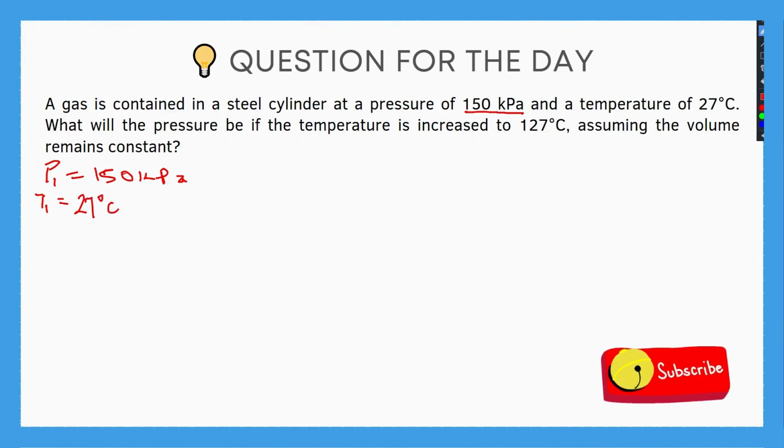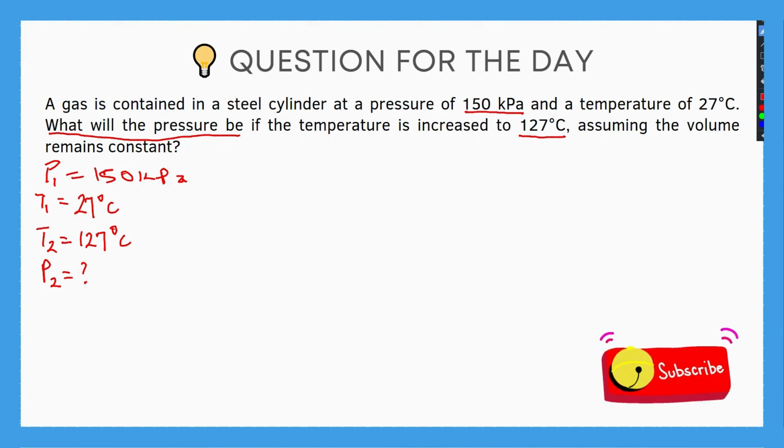What will be the pressure if the temperature is increased to 127 degrees Celsius? So we have the final temperature T2, which is equal to 127 degrees Celsius. And they are asking us, what will the pressure be? So what they're asking us to find is the final pressure, P2, which we do not know.